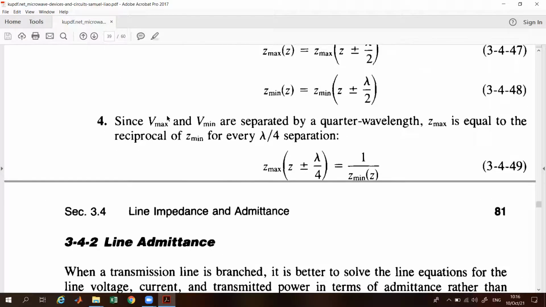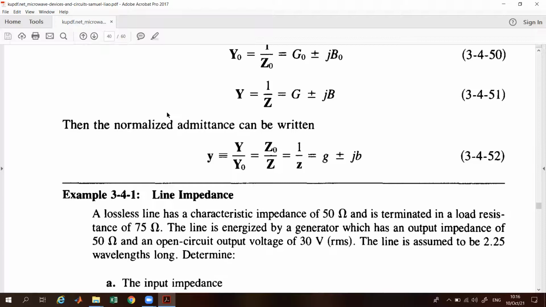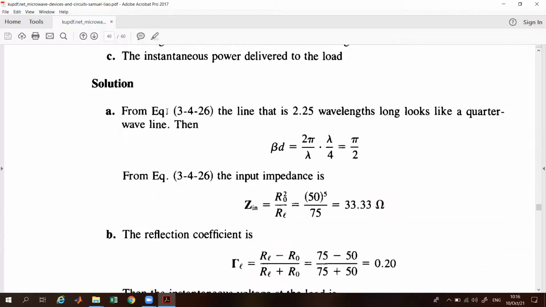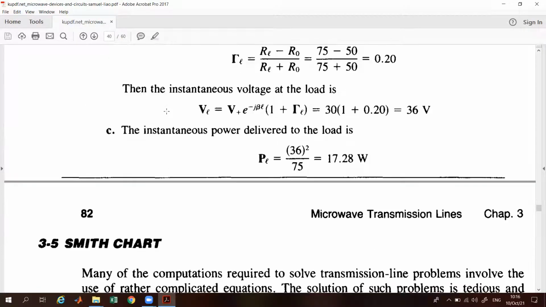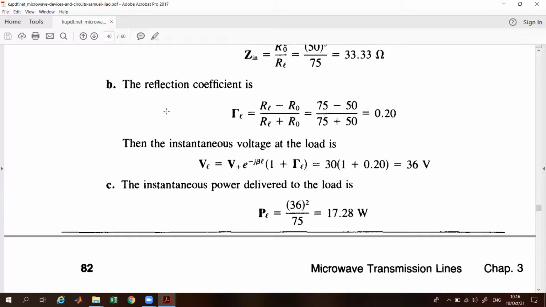So you can do it yourself. This is the question. If you are not able to understand, then I'll explain.